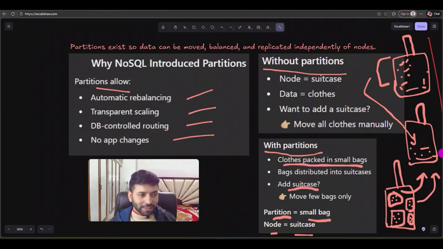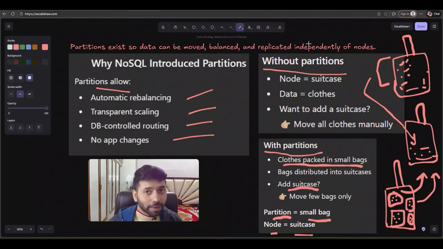As you can see in this example as well, instead of manually moving the clothes or the data, what we are doing is we have the partitions. So we simply move this partition and it makes things easier for you. Data can be moved, balanced and replicated independently of the nodes.